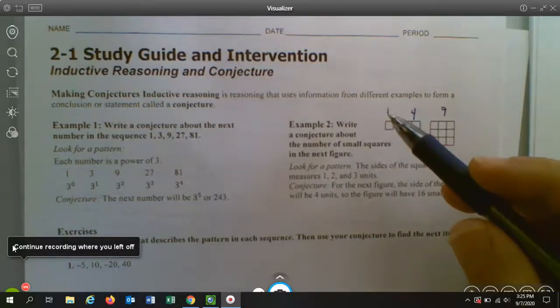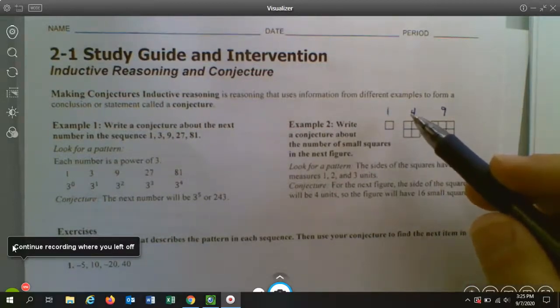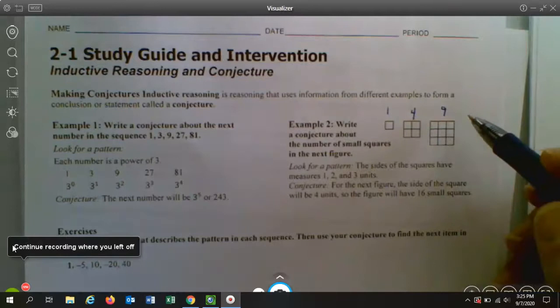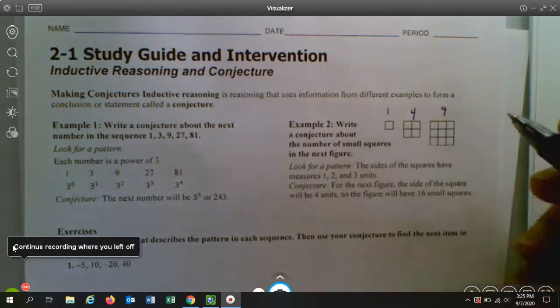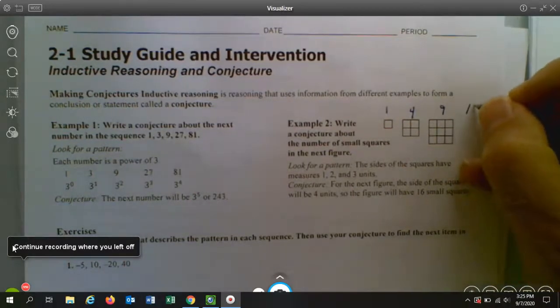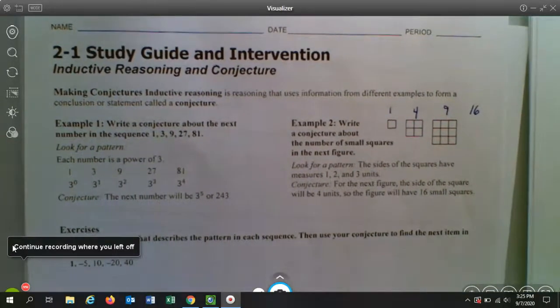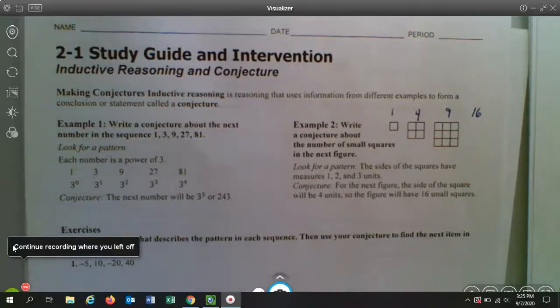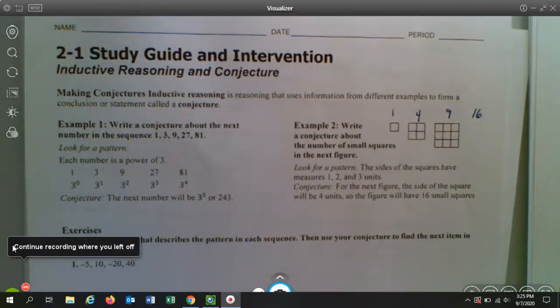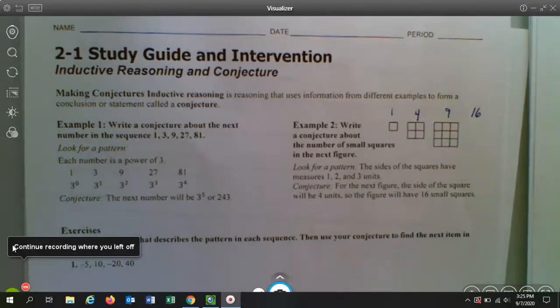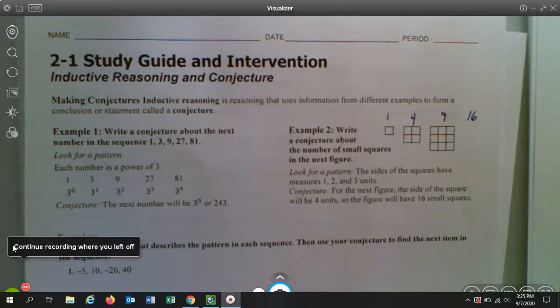This is 1 squared, 2 squared, 3 squared. So 4 squared would be a pretty good conjecture. We know 4 squared is 16. But that would be a pretty good assumption that you can make about the next pattern that I might draw. You don't know that for sure. It's not a fact. It's inductive reasoning, right? You're making a conjecture based on a pattern that you see.